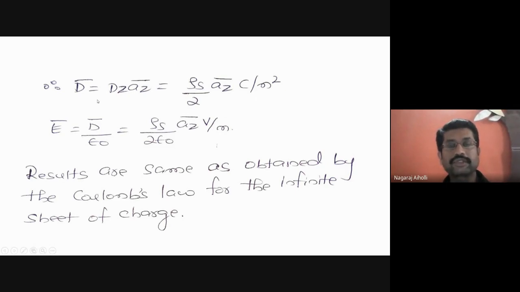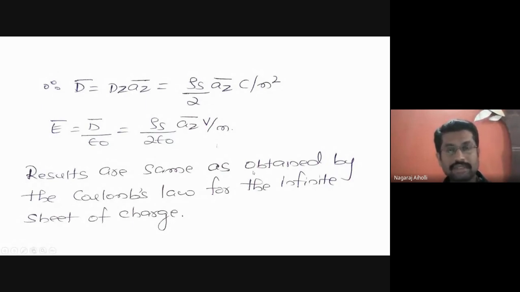Then what is the equation for E? E is equal to D by epsilon naught. Substitute the previous result, rho s by 2 divided by epsilon naught. This will be equal to rho s by 2 epsilon naught az bar volt per meter. Unit of flux density is coulomb per meter square. Unit of the electric field intensity is volt per meter. That is the conclusion.